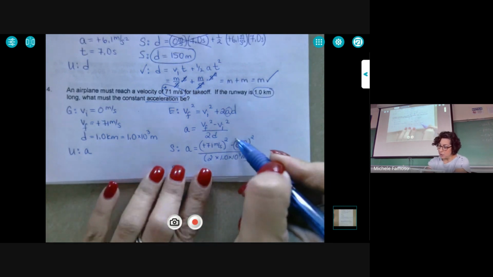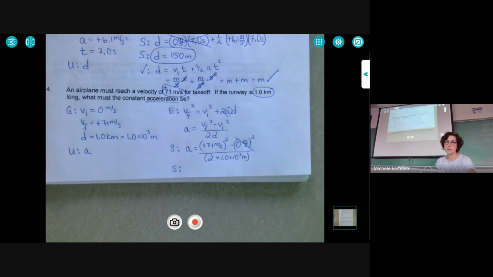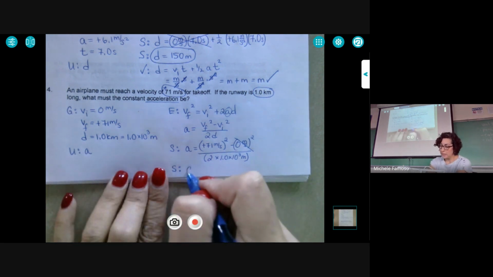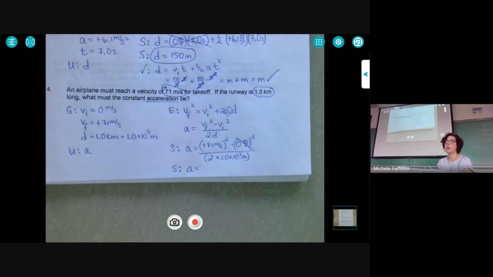Since this is 0, this part will drop out. You don't even have to really think about it. What is that acceleration? With proper units, sig figs, and direction. Everybody a minute. I see a lot of you still typing it in.